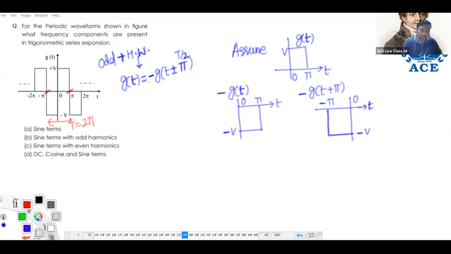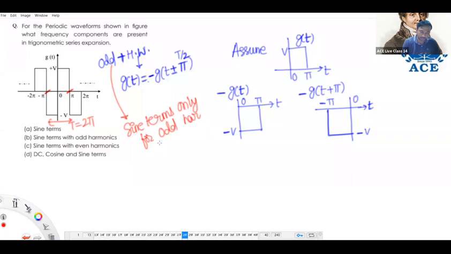So odd and half wave means which terms are present? Sine terms only for odd harmonics. It has combinational symmetry. Odd is there, half wave is also there.